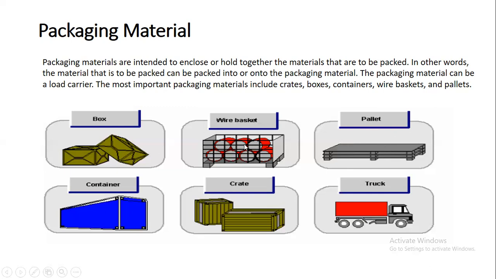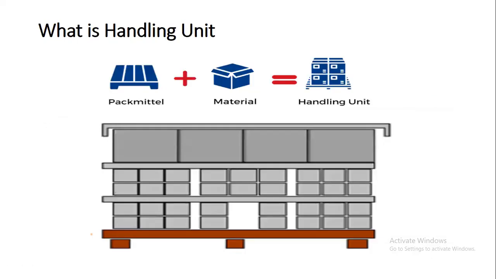So a pallet is also one kind of packaging material. We can have wire baskets, within which we can keep our small materials, small items, as well as some bottles or drums. We have containers, crates, trucks. These are all kinds of packaging materials, right? Now, there is a concept of auxiliary materials. What is meant by auxiliary materials? To pack a particular material, we need some auxiliary materials. For example, the paper bag.